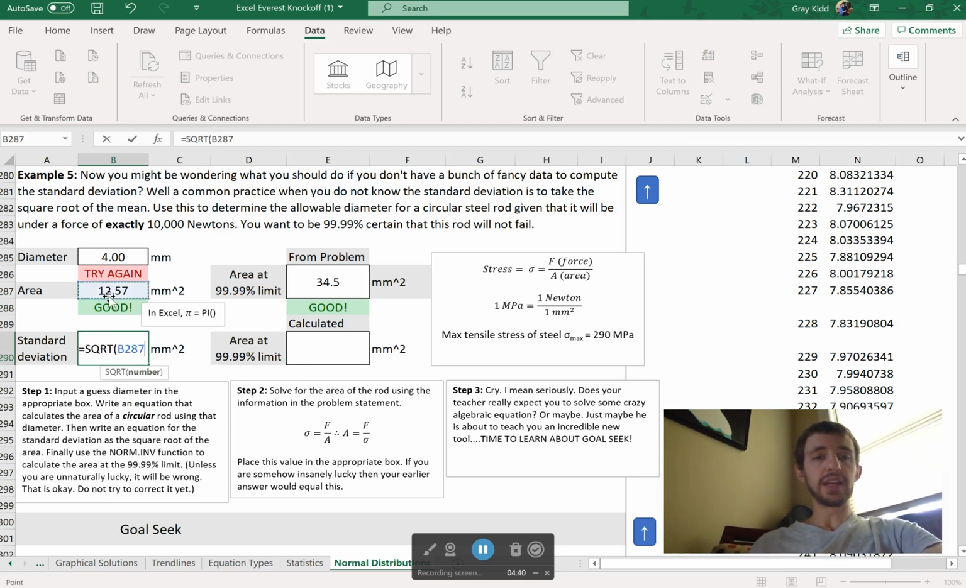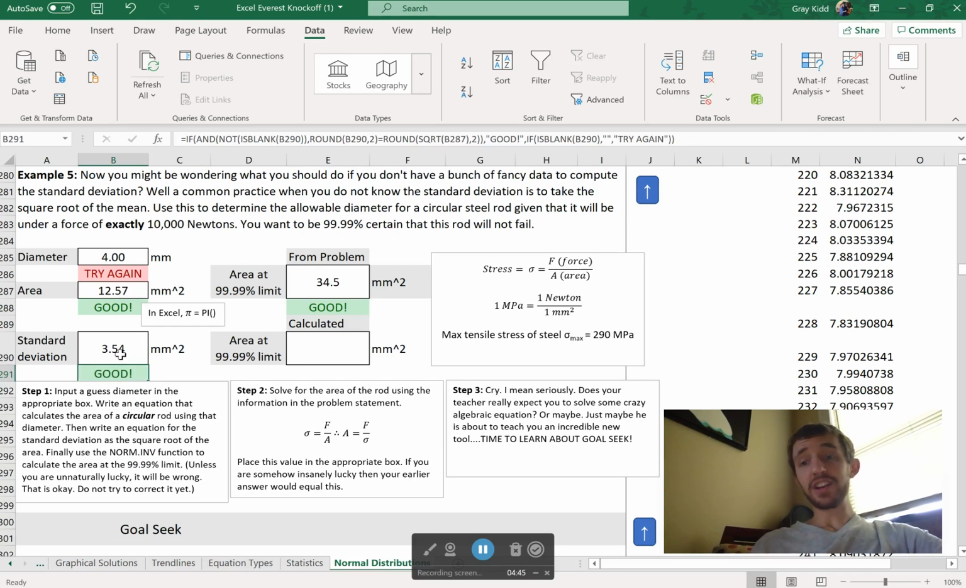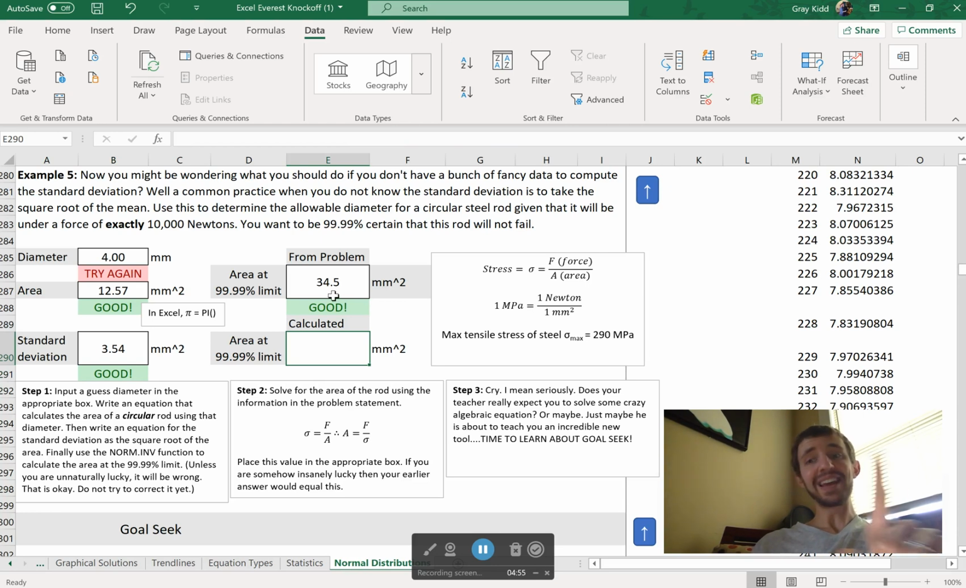And I plug it in. And once again, it's saying good only because this is actually the standard deviation we should have calculated. The equation's right, not the number. Okay, now what's the area of the 99.9% limit? Well, it's 34.5. Yes, but based on what you've calculated, what is the area of the 99.99% limit?